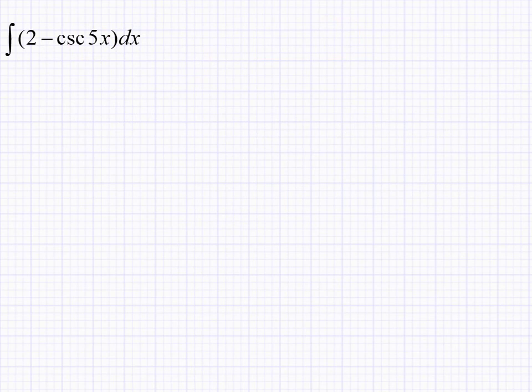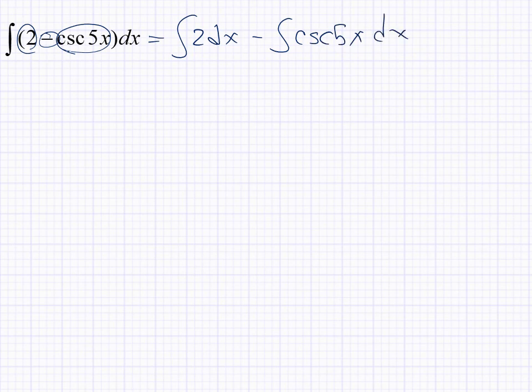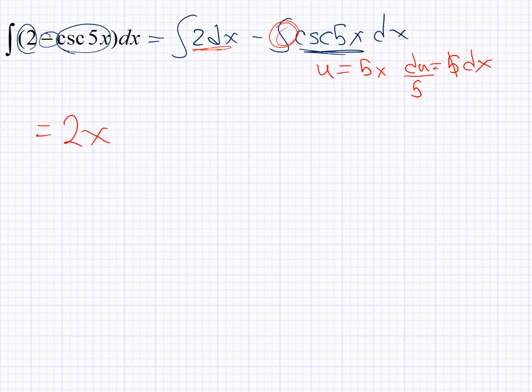And here's another one. I can take the integral of the 2 separate from the cosecant because of the minus. So I could do the integral of 2 dx minus the integral of cosecant 5x dx. But in order to do the integral of cosecant 5x dx, I really should use a quick little substitution. u equals 5x, du equals 5 dx. Divide the 5 over because I don't actually have an extra 5 sitting anywhere in here. Okay? And so what do I get? Well, the integral of 2 dx by itself is going to be 2x.